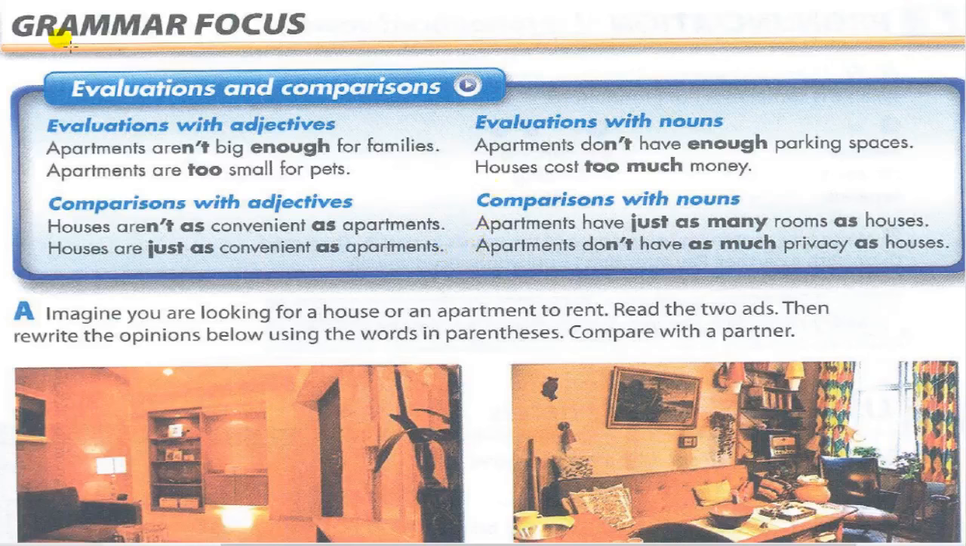Exercise number 3. Grammar Focus. Evaluations and Comparisons. Evaluations with Adjectives. Apartments aren't big enough for families. So here, enough. Big enough. Adjective plus enough. Enough after the adjective. With noun, apartments don't have enough parking spaces. Enough plus noun. So here, enough before the noun. Take care here. Enough after the adjective. In the second sentence, enough is before the noun.